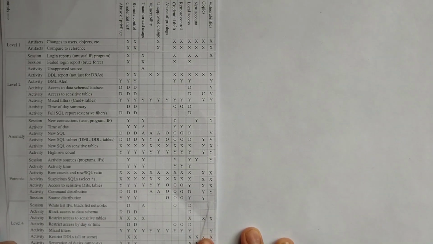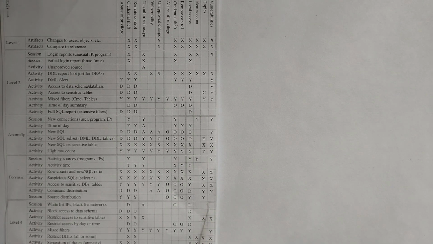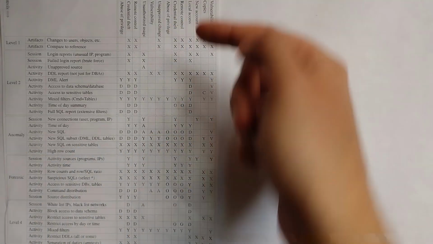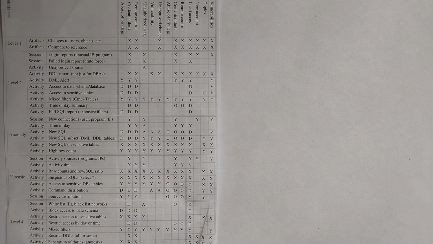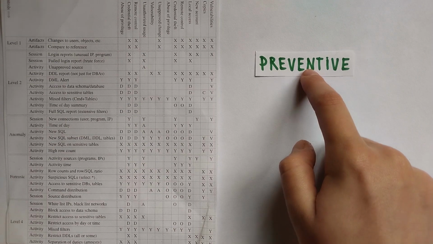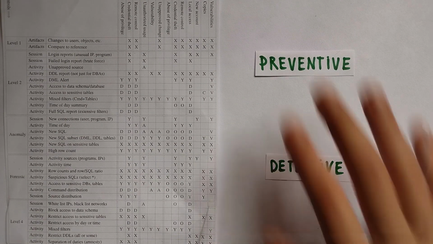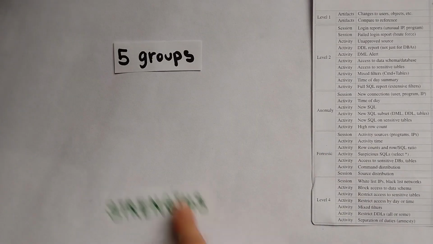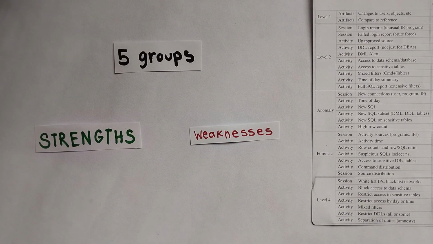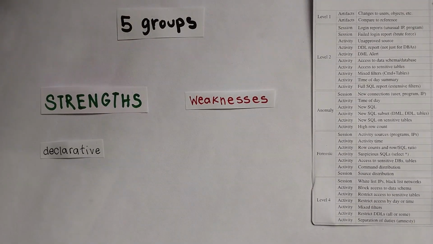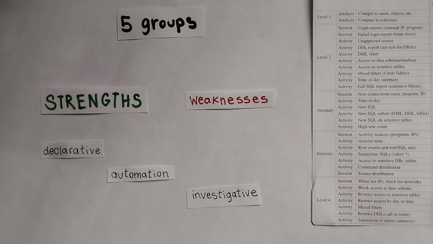As you can see, we have different types of controls that overlap. Each risk column has many potential controls. Each touches on a different aspect of the risk. Multiple reports and alerts that address the same threat from a different perspective. We have some preventive and some detective controls. They are grouped into 5 groups, each with a different strength and weakness. Some are declarative, some use automation, and some are investigative, actively involving security personnel.